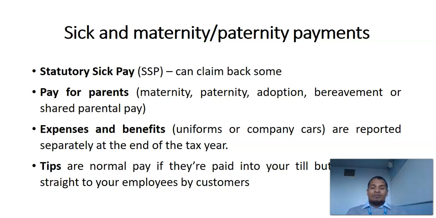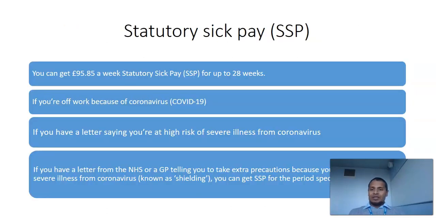So as we mentioned before, uniforms or cars: you get clothes from the organization, you get a car from the organization. These are supposed to be recorded in the books of account in the organization as cost. Tips, as we mentioned before, are paid by the customers straight to the employees. These are benefits employees get.